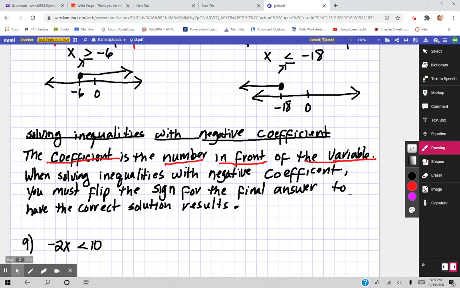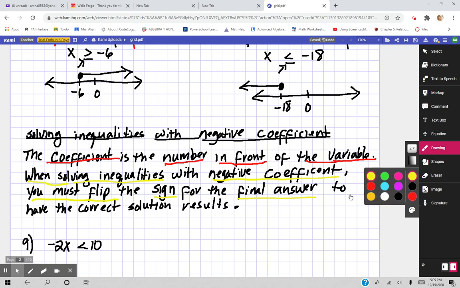When solving inequalities, it's very important. When solving inequalities with negative coefficient, you must flip the sign for your final answer, in order to have the correct solution results, okay?